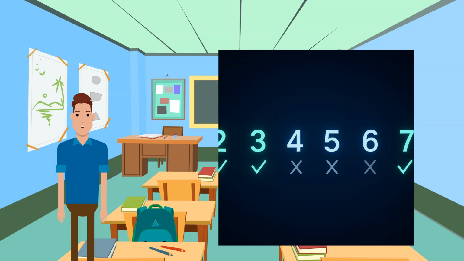Some common prime numbers are 2, 3, 5, 7, and 11. Remember, 2 is the only even prime number. Every other even number can be divided by 2, so it cannot be prime.